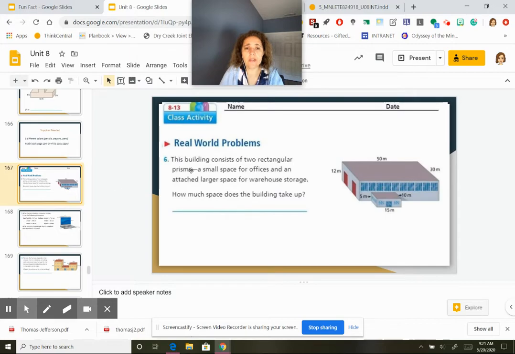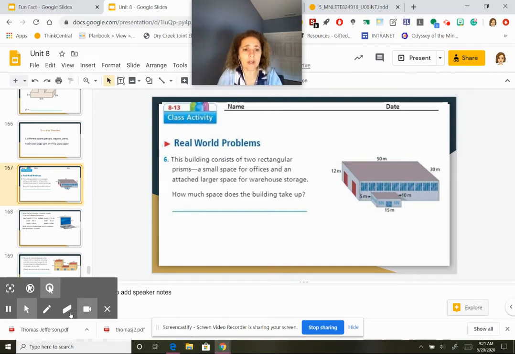So our first problem says this building consists of 2 rectangular prisms, a small space for offices, and an attached larger space for warehouse storage. How much space does the building take up? So I need to find out the volume for both of the buildings, right? And then add them together.